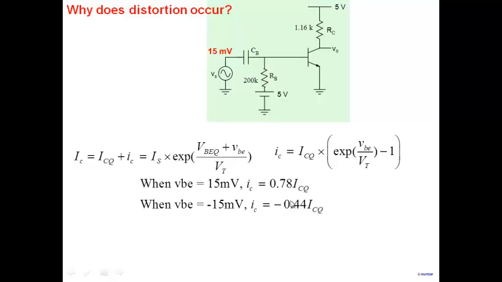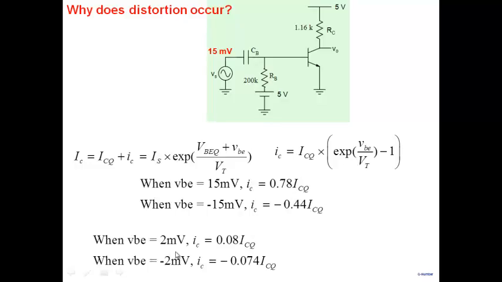You can clearly see now a distortion occurring. I would have wanted that when I have a signal here on the positive swing, whatever my IC increases, on the negative swing, the same decrease in IC should have been there. It's not, because it's an exponential function. You can see here IC is 0.78 ICQ, and on the negative side, when I apply minus 15 millivolt, IC is only minus 0.44 ICQ. That's the source of distortion, because of the exponential function here.